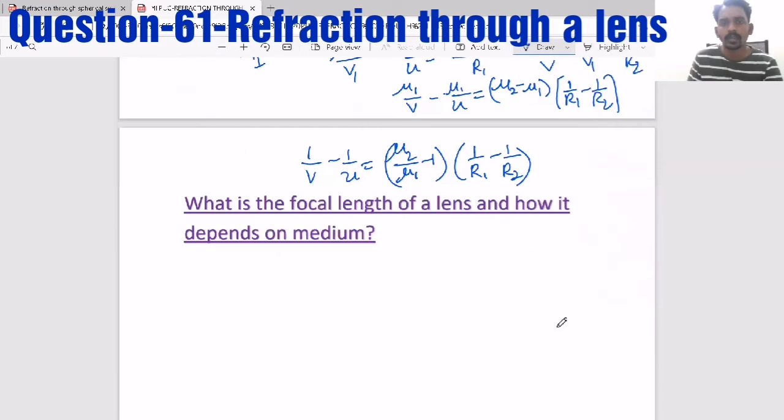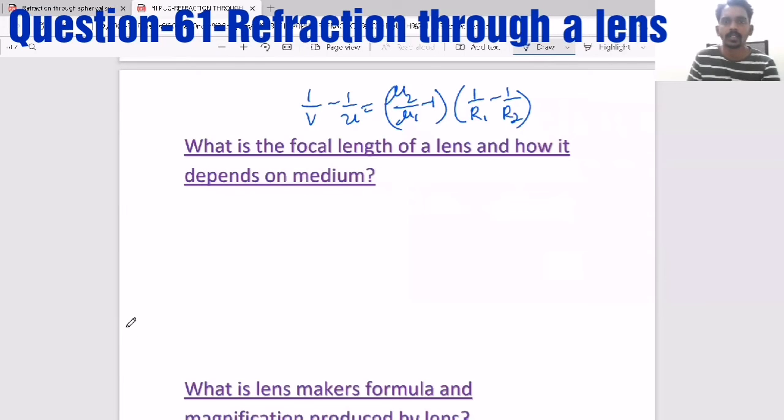Now you can understand what the focal length of a lens is and how it depends on the medium.